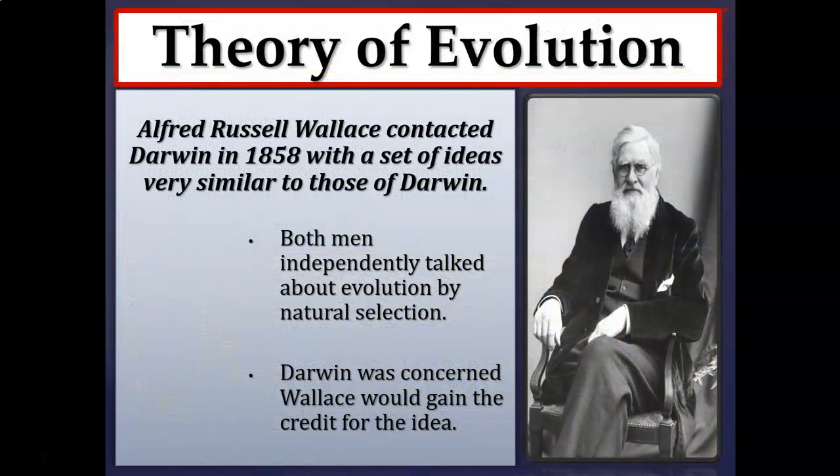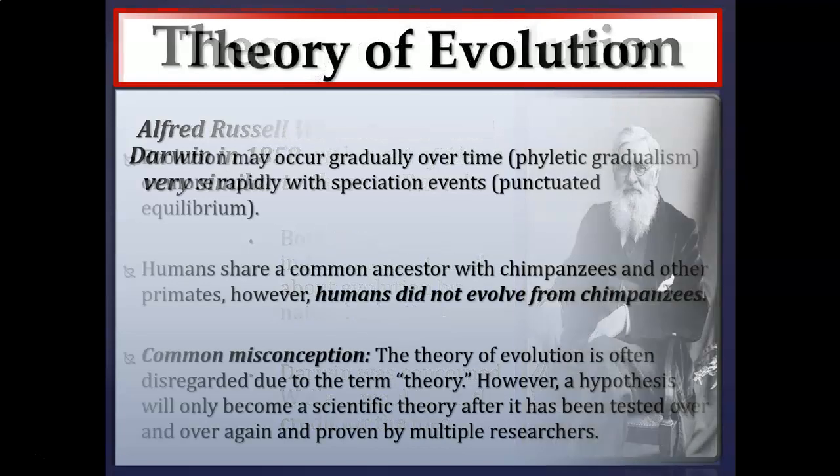All right, so the next few slides are going to talk about some of the disciplines that influenced Darwin. Alfred Russel Wallace contacted Darwin in 1858 with a set of ideas very similar to Darwin's. So both men independently talked about this concept, this theory of evolution via natural selection, and Darwin was concerned that Wallace may gain credit for the idea. So that influenced Darwin to publish his book on the origin of species.